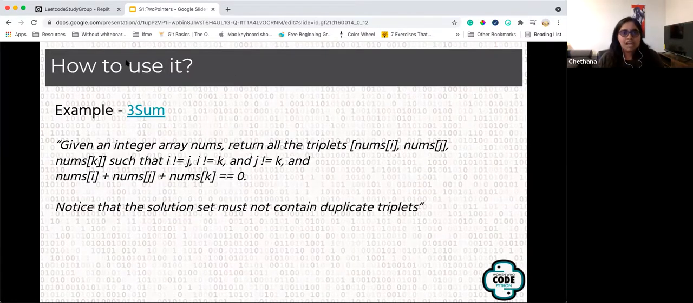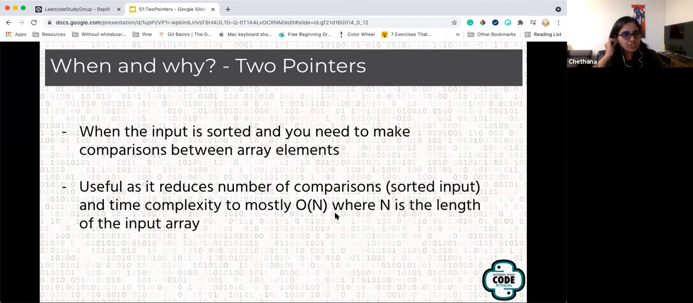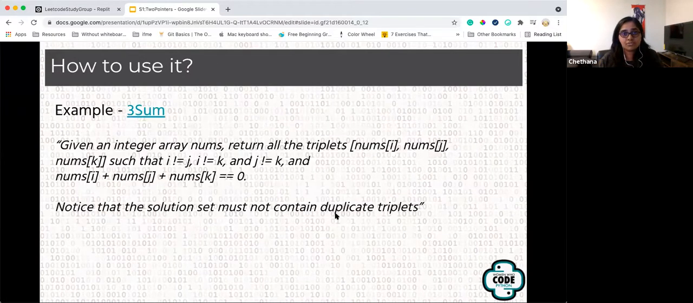Now, how do we use it? So we saw the when and the why, and we also saw the what. So how do we do this? For that, I've linked the threesome LeetCode problem in here. Feel free to see it, read it. This is the problem statement that I've copied from LeetCode directly to the slide.